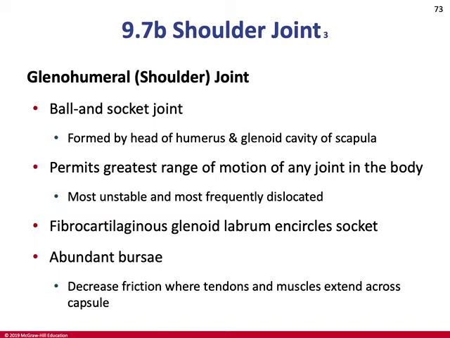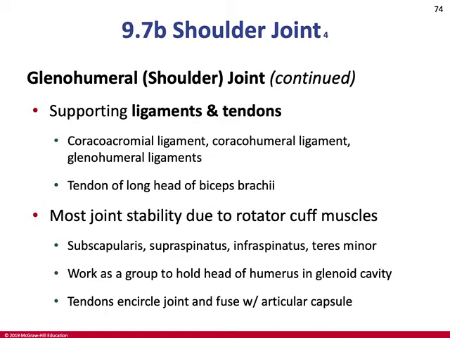There's a lot of bursa here to lubricate tight spaces between things like the acromion and the proximal head of the humerus, okay, between the coracoid process and the rest of the scapula, and that decreases friction, okay. There are ligaments and tendons, coracohumeral, coracoacromial, and glenohumeral, that all stabilize the joint, and the tendon of the long head of the biceps brachii participates in this as well.